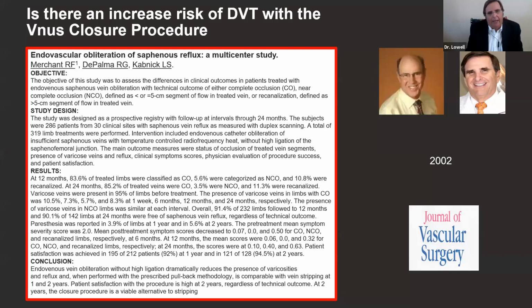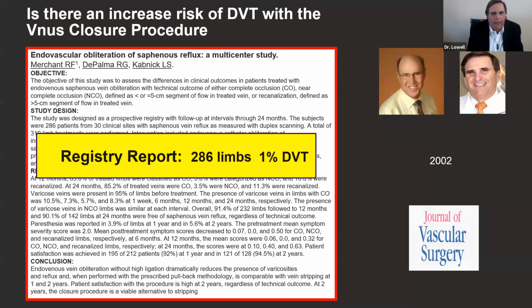If we look at some of the literature in 2002, there were starting to be some questions about DVT. At that point, we weren't quite sure what we were looking at in terms of thrombus propagation. But we looked at registry data from Venous Medical, and what we found was that out of 286 limbs, there was a 1% DVT rate or thrombus propagation into the great saphenous vein.